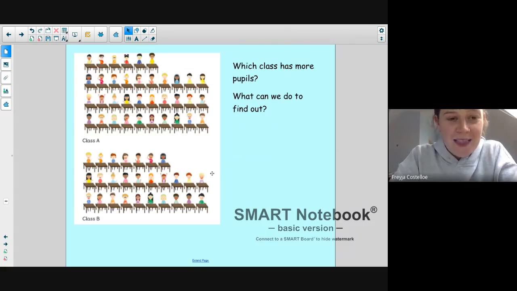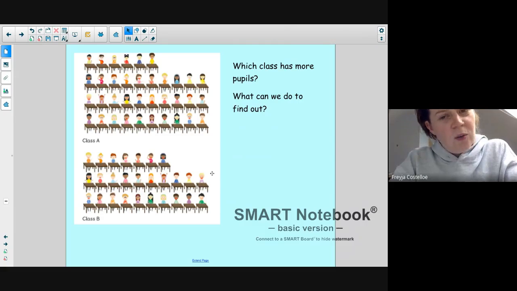So have a look at this picture on the screen. Can you work out which class has more pupils? What can we do to find out which class has more pupils? Think about the methods that we have learned, our counting in tens, fives, and twos. Okay, so pause the video and see if you can work out which of those classes is bigger.